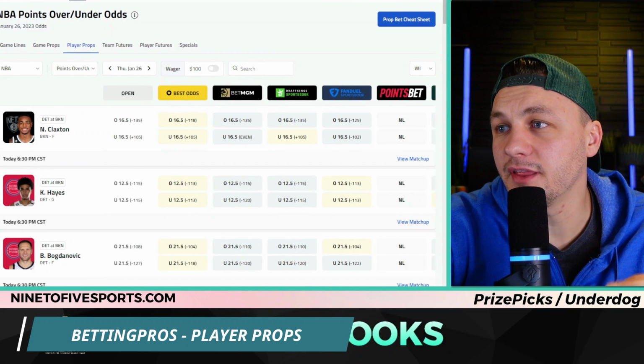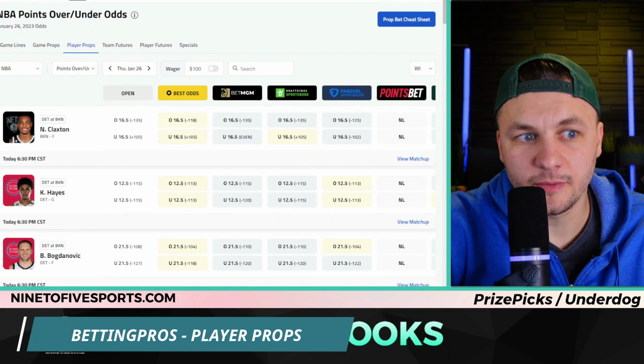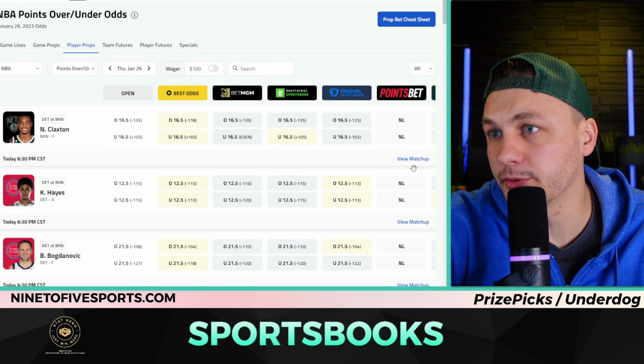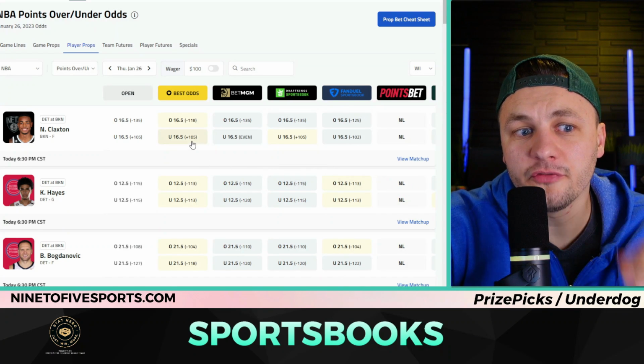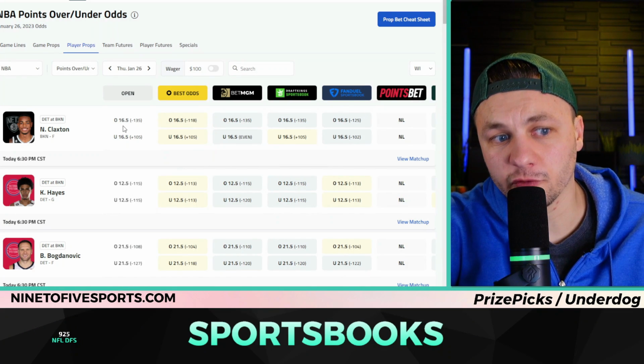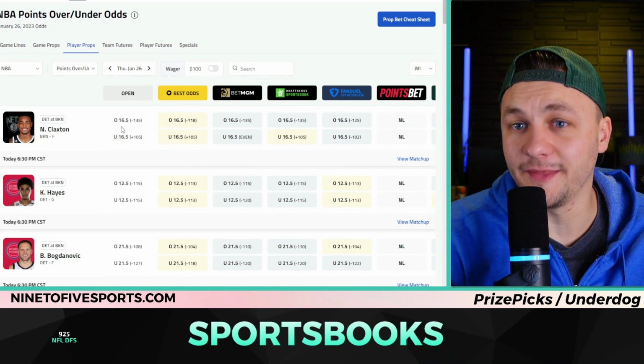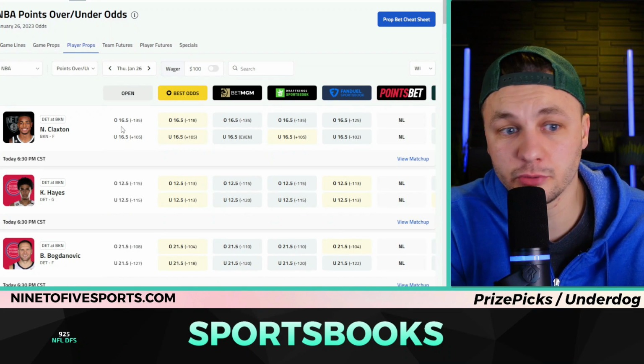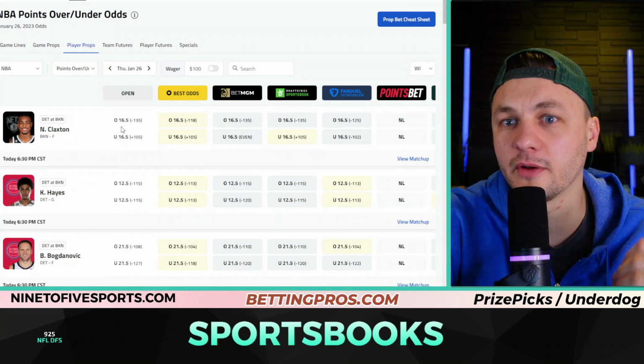So basically, the issue with a site like this is it's going to be comparing all the sportsbooks out there, and we can see how favored a prop is. What I like about this tool specifically is you can see the open line that was out there, which is obviously pretty great. You can see how it's adjusted throughout the day based on the news.